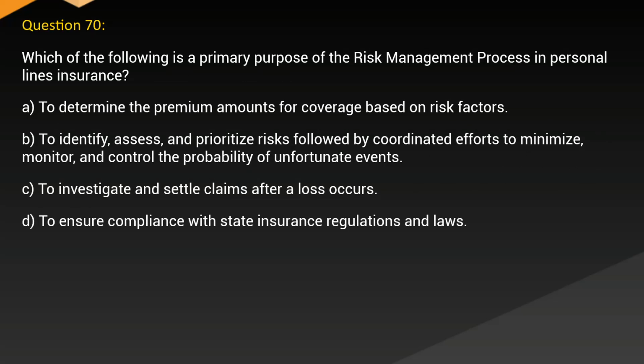Question 70. Which of the following is a primary purpose of the risk management process in personal lines insurance? A. To determine the premium amounts for coverage based on risk factors. B. To identify, assess, and prioritize risks, followed by coordinated efforts to minimize, monitor, and control the probability of unfortunate events. C. To investigate and settle claims after a loss occurs. D. To ensure compliance with state insurance regulations and laws.